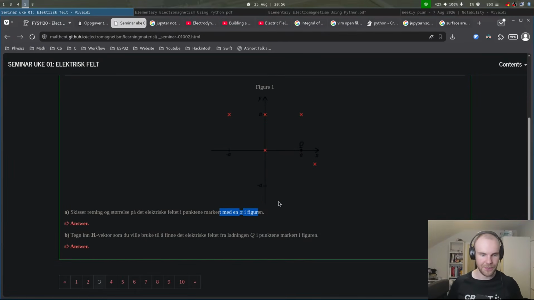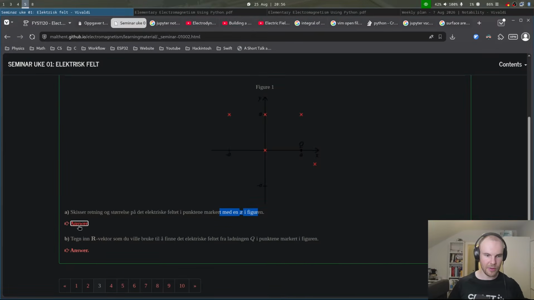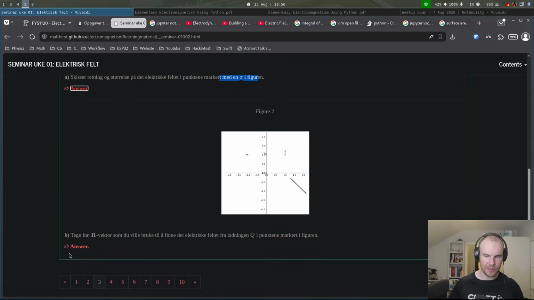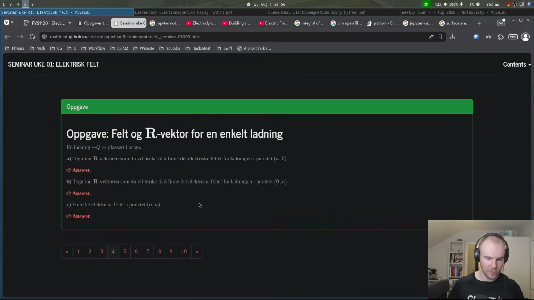Okay. Drawing the R vector that you want to use to find the electric field from the charge Q to the point marked in the figure, right? So we have to draw this one R, this one R, and up to there is one R, and down there is one R. That's the relative vector. That is correct, the first one. And the relative vector is also correct. Good.